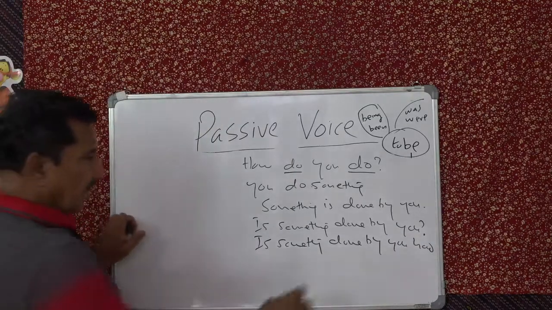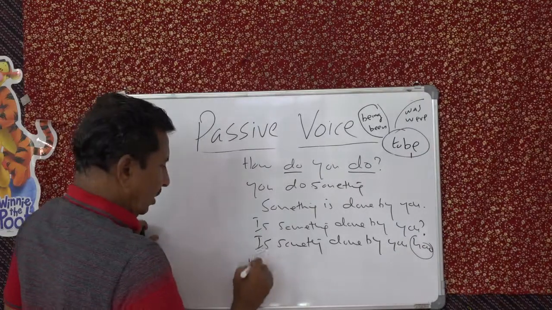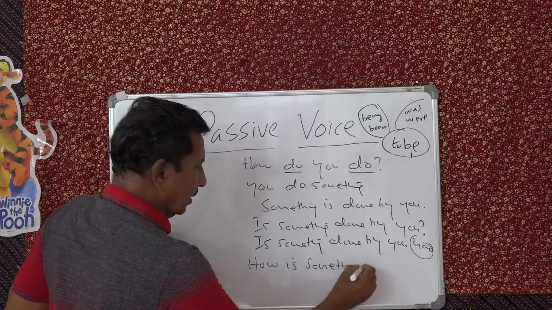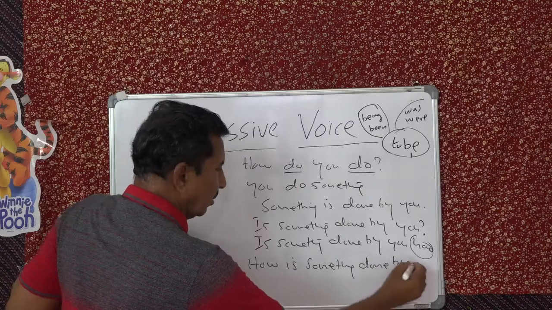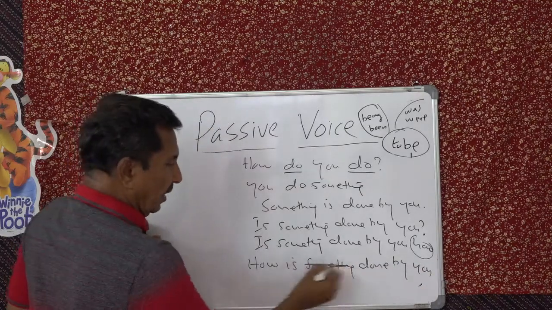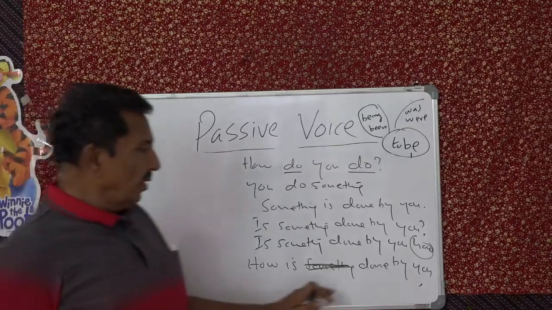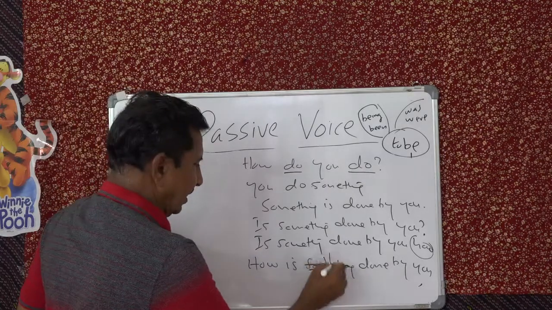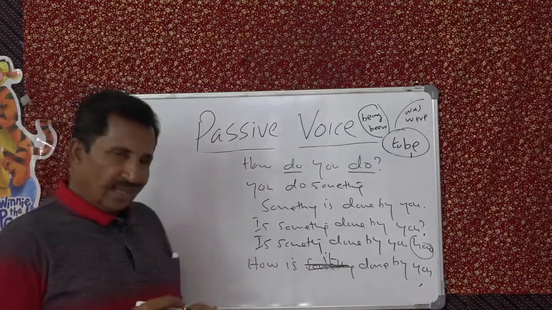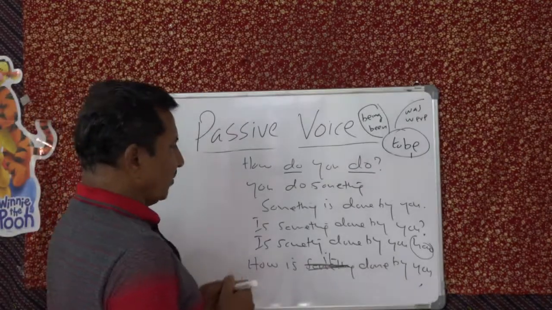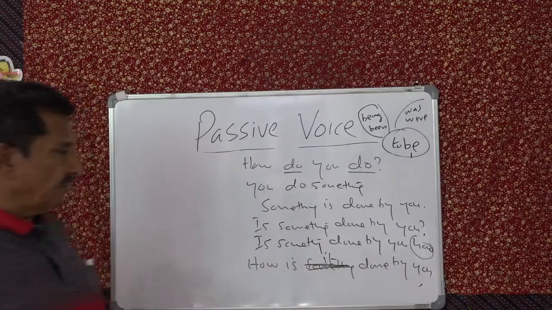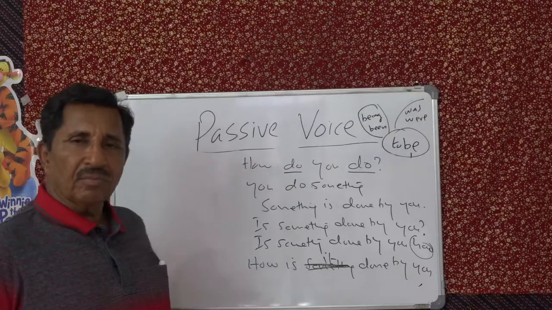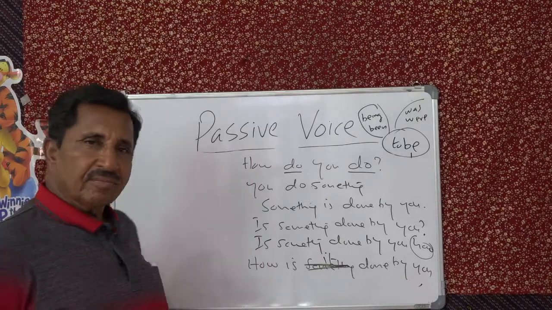Then you have to bring it here. So how is something done by you? Something can be dropped because it is unnecessary. How is it done by you? How do you do it, or how is something done by you? How do you do? That is, how is something done by you? Or how is it done by you? Right? Okay.